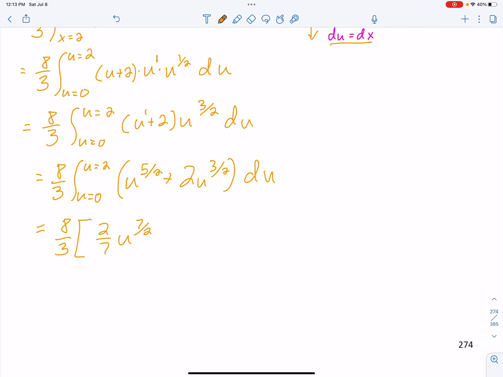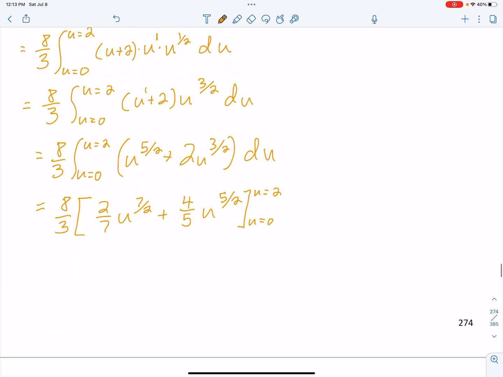If you need to go review, please go review. That's just the power rule for integration. Up by 1, and in my power now, 3/2. If I add 2 over 2, I get 5 over 2. That's 2/5, but there's a 2 there already, so I get 4/5. Clean that up. 4/5 u to the 5/2. We're running that between 0 and 2.